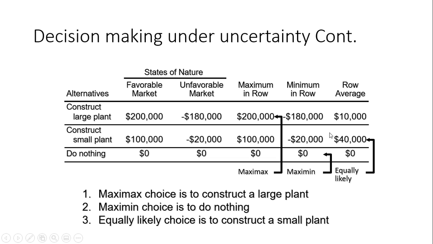From these three values you select the maximum one, which is 40,000. So your choice according to the equally likely criterion is to construct a small plant.